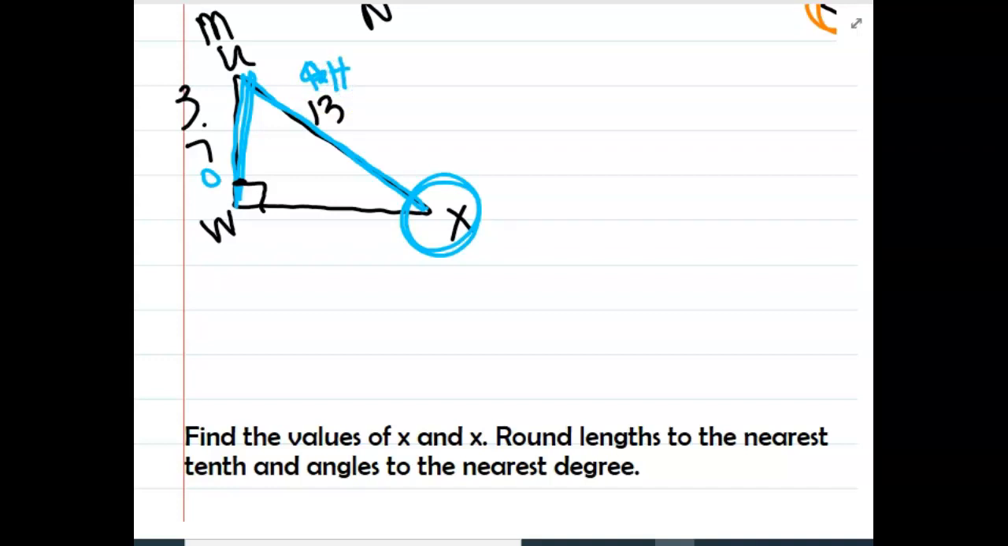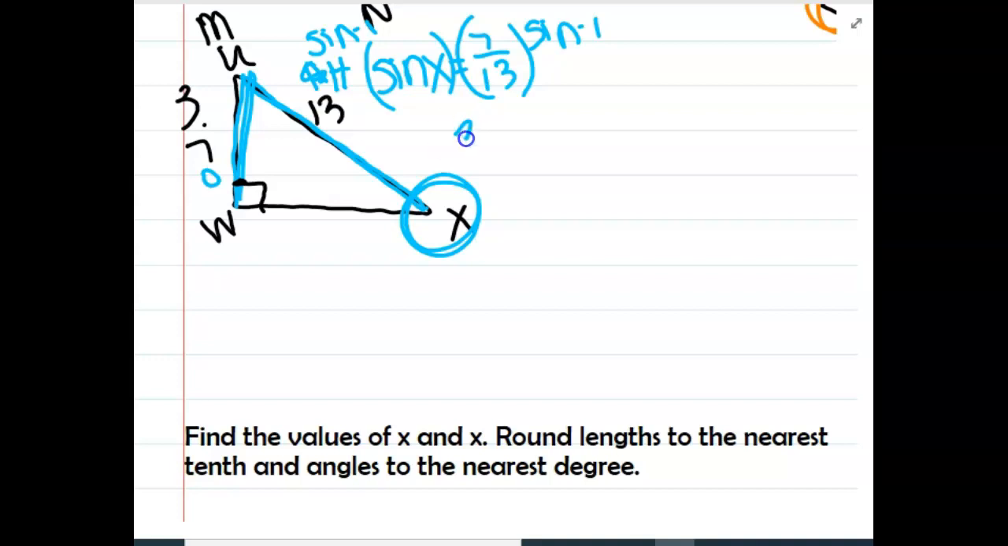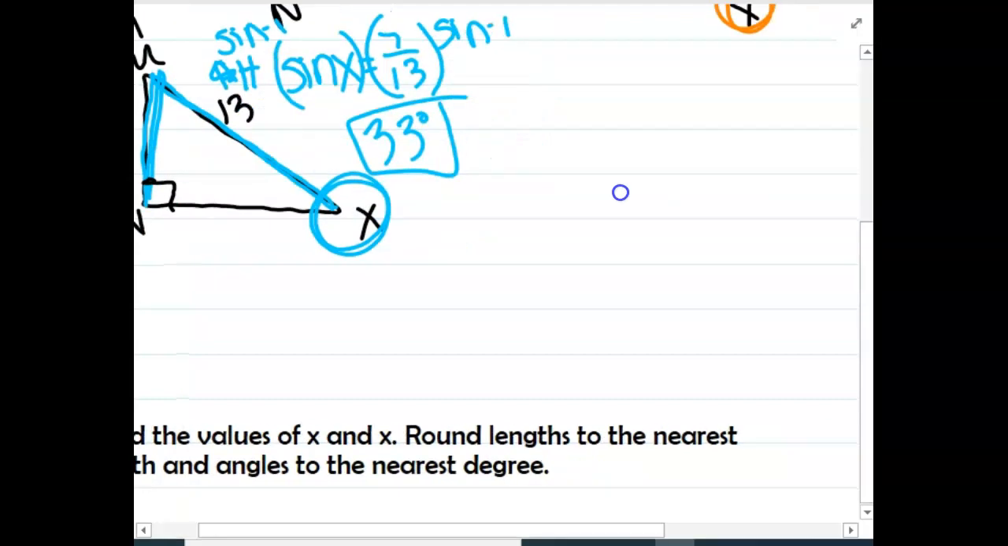Okay, it's going to be sine, right? Sine is opposite over hypotenuse. So we're going to take sine of X equals opposite over hypotenuse, so 7 over 13. And then same idea, we're going to take the inverse of sine on both sides. So when you take the inverse sine of 7 over 13, we should get 33. Very good. Okay, why don't you guys try the last one of these on your own?